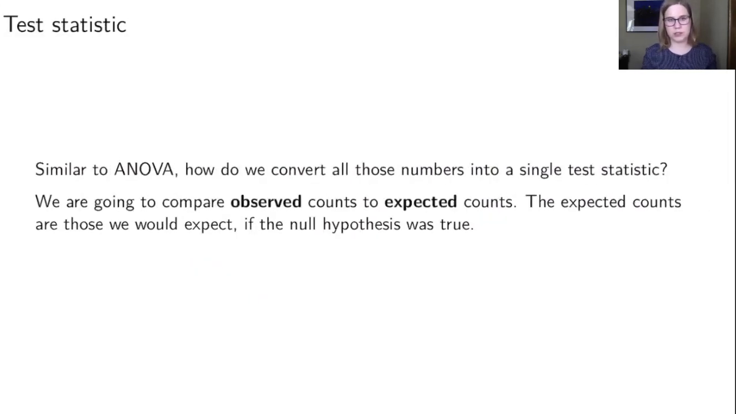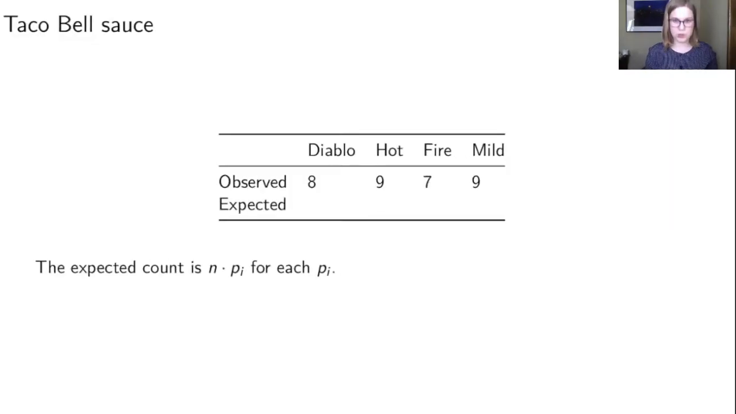So just like with ANOVA, we have a bunch of numbers and we need some way to convert them down into a single number, a test statistic, so that we can find a p-value. And the way that we're going to do it with chi-squared, so when we're doing this proportion stuff, is we're going to compare our observed counts from our real data to our expected counts, what we would expect if the null hypothesis was true.